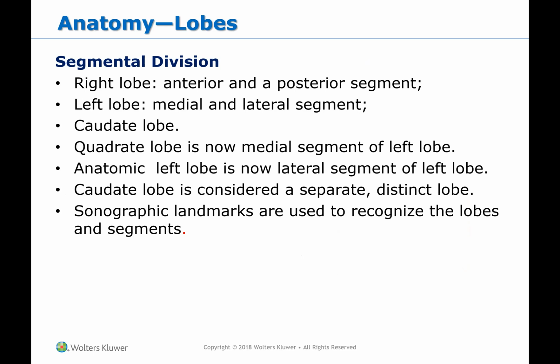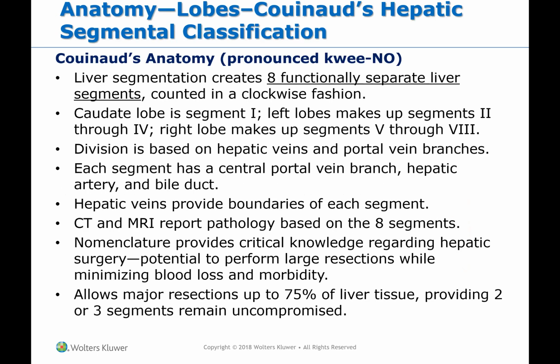The sonographic landmarks are used to recognize the lobes and segments. So let's talk about that a little bit. Couinaud's anatomy describes 8 functionally separate liver segments. The reason that these are important is that if there's a hepatic mass, this is how the radiologist identifies where the hepatic mass is from the 8 different segments.